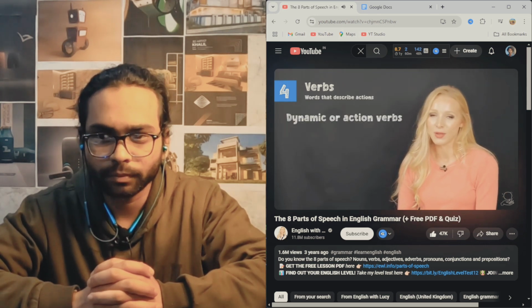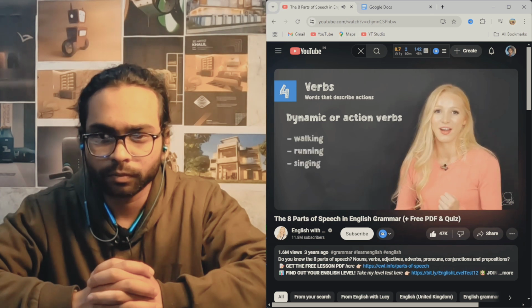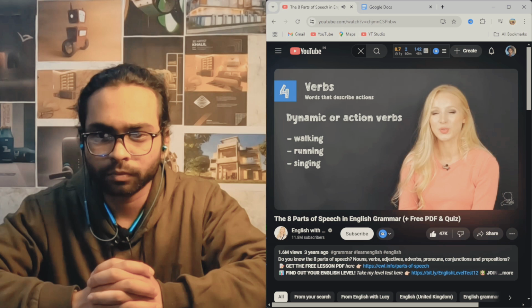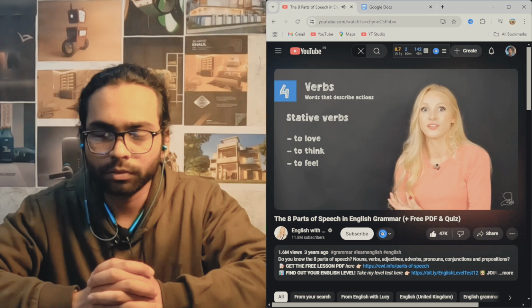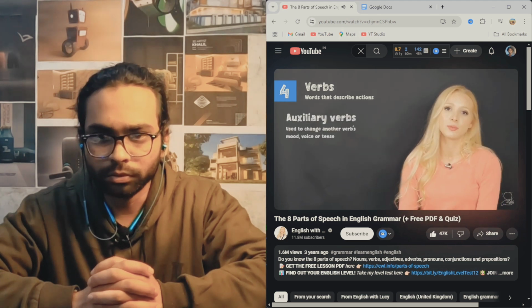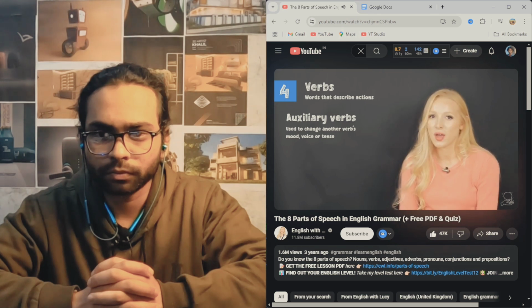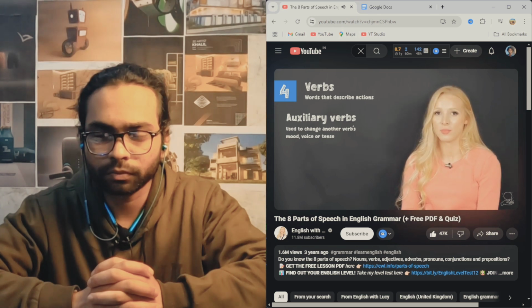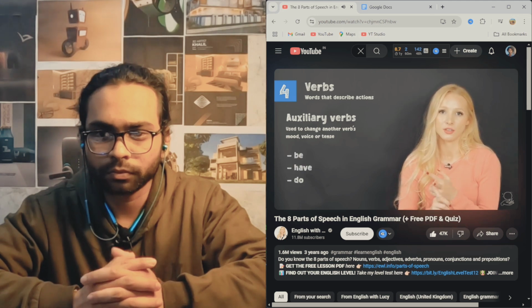We have dynamic or action verbs that describe literal actions like walking, running, singing. We also have stative verbs that refer to feelings and states like to love, to think, to feel. Auxiliary verbs are used in English to change another verb's mood, voice, or tense. This is why they're referred to as helping verbs. The main auxiliary verbs are be, have, and do.